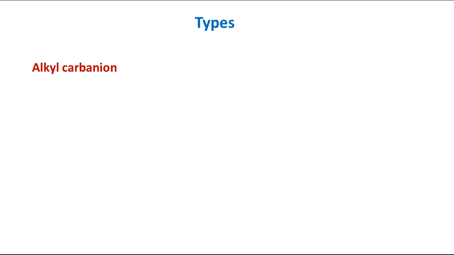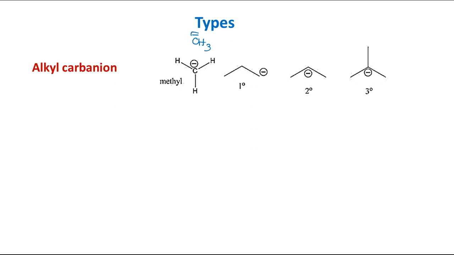Now what are the types? Alkyl carbanion. In alkyl carbanion, the simplest example possible is CH3 minus. That is, if we remove one hydrogen from methane, you will get CH3 minus, where the hydrogen is removed in the form of H plus. Similarly, we can have CH3CH2CH2 minus.